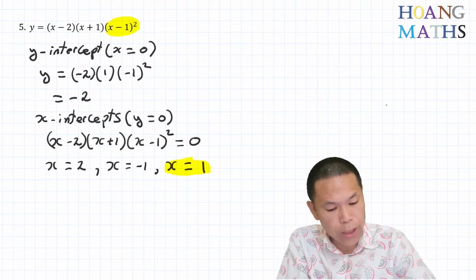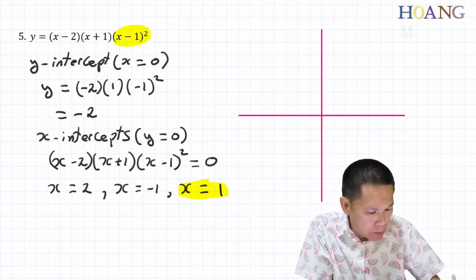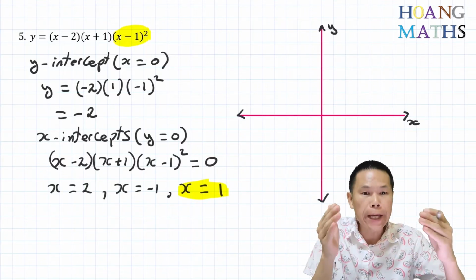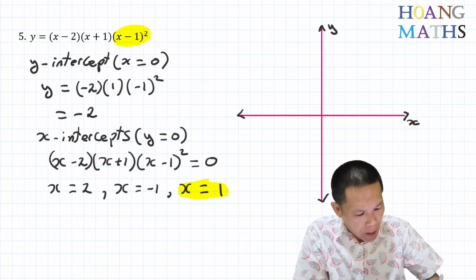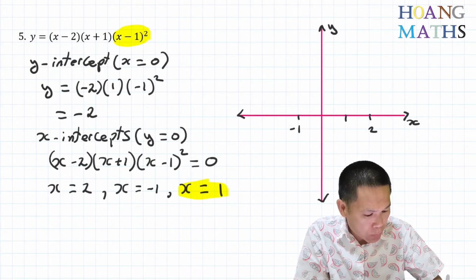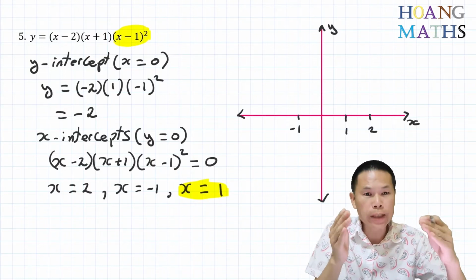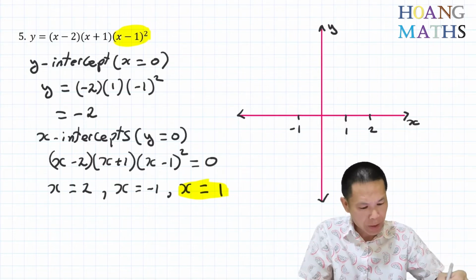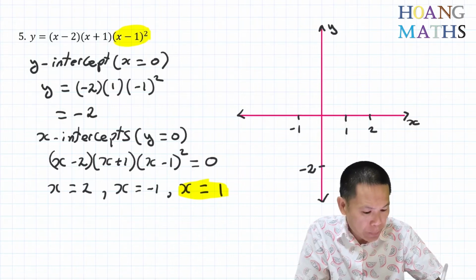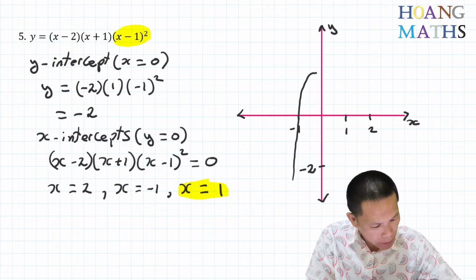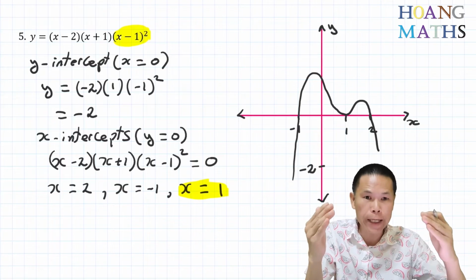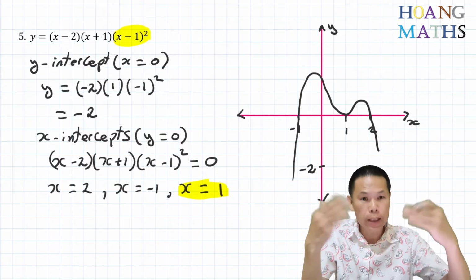So now I just sketch it. So this is the x-axis and this is the y-axis. And the x-intercepts are negative 1, 1, and 2. And don't forget, at 1 is the turning point, okay? And the y-intercept is negative 2. So it's here. So the graph either goes like this and turning point and goes down. But then the y-intercept is at negative 2. So therefore it has to be the other way.